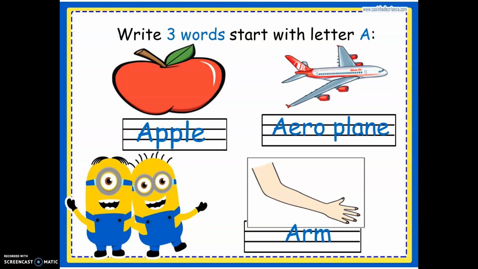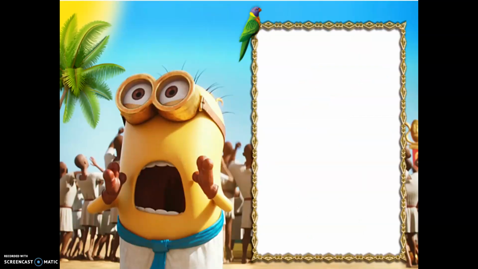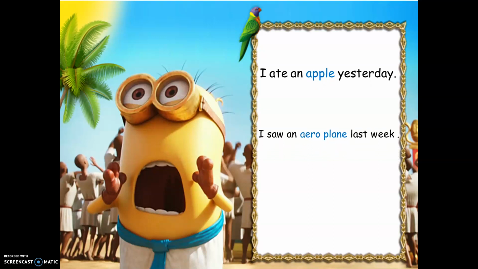Start with letter A. Now let's make sentences using these words. Number 1, I ate an apple yesterday. Number 2, I saw an airplane last week. Number 3, I have 2 arms. These are 3 sentences using the words that start with letter A.